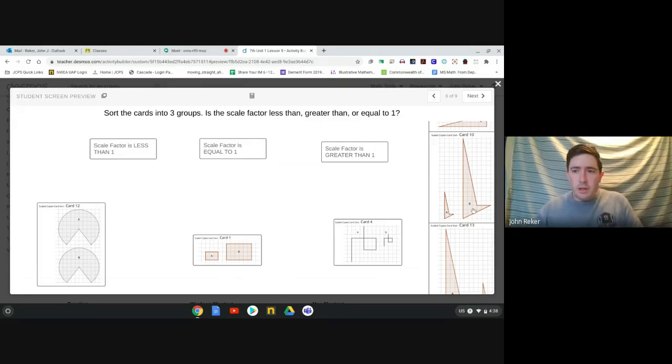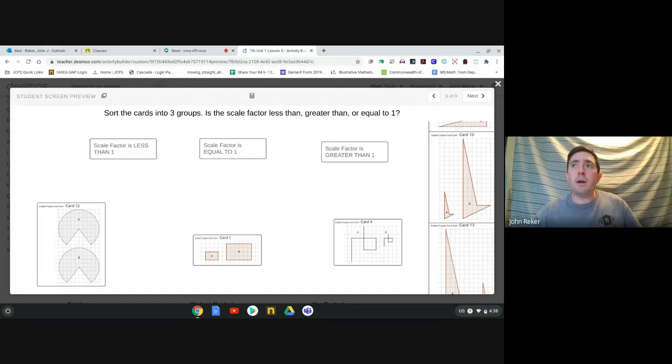Now, I have 3 cards here. I know you probably see cards off here to the side, but there's 3 cards here. And each of these 3 cards are different. One has a scale factor that's less than 1, one is equal to 1, and one is greater than 1. How do we tell? Well, number one, we look at them. If it grows from A to B and A is your original, then you had to multiply it by something bigger than 1. If it shrinks, that means you've multiplied it by something smaller than 1. And if it stays the same, that means it was multiplied by 1.